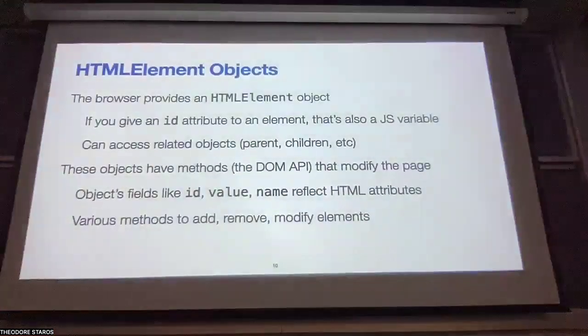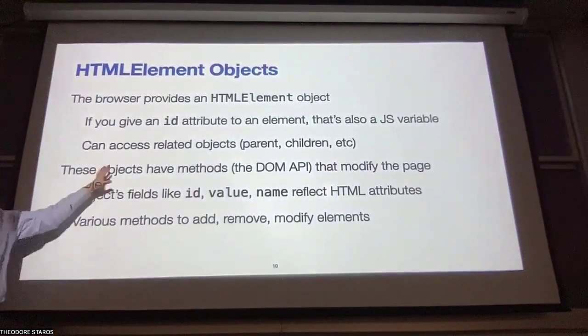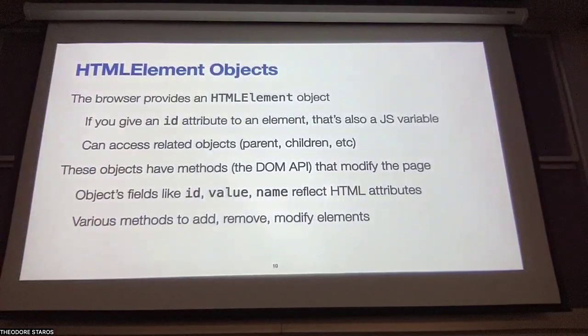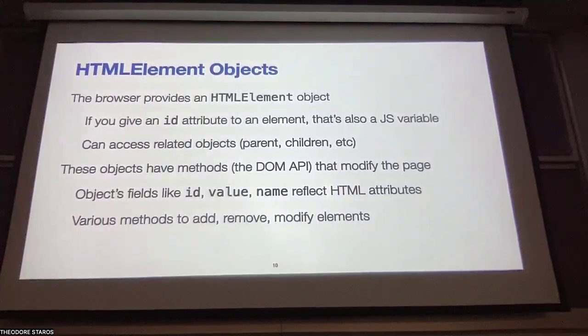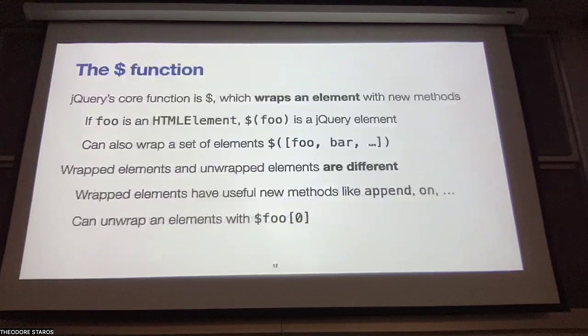So again, we have these HTML element objects in JavaScript, and they have methods on them that let you modify the page. You can read and write fields on the object and then change the HTML attributes. You can also add or remove and modify elements. So those are the built-in browser APIs. And again, we're going to try to avoid using them just because they're sort of ugly and kind of confusing. And I don't know, I want to teach you jQuery.